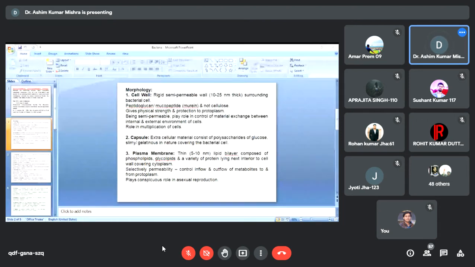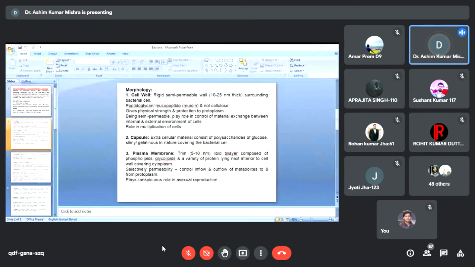Then morphology, come to the morphology. Cell wall. So cell wall, it is a rigid, semi-permeable wall. Semi-permeable means selectively permeable. It doesn't allow everything to get inside, and it does not allow everything to pass through it. It is a semi-permeable wall, 10 to 25 nanometer thick, surrounding the bacterial cell.